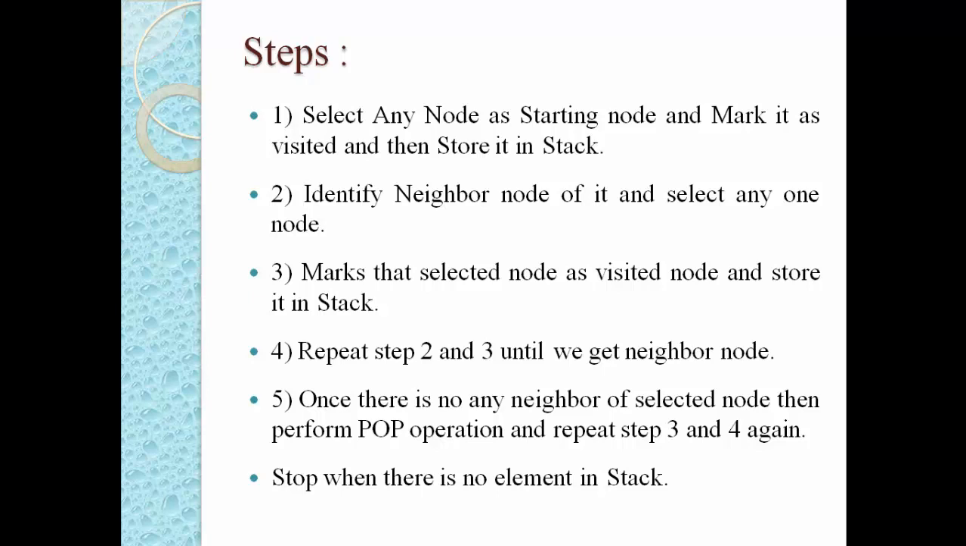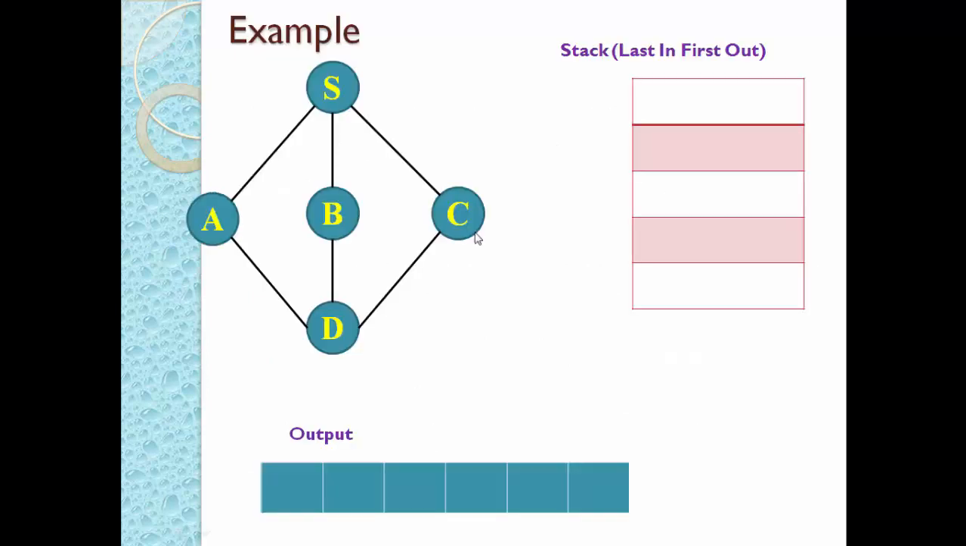Let us understand the same steps with one example. Suppose we have one graph with different nodes and different edges. As we know, in depth first search we are using a stack data structure, and a stack follows a last in first out pattern. So this is our stack, in which we will store different nodes of the graph, and this is the output where we will print the different nodes as per the depth first search algorithm.